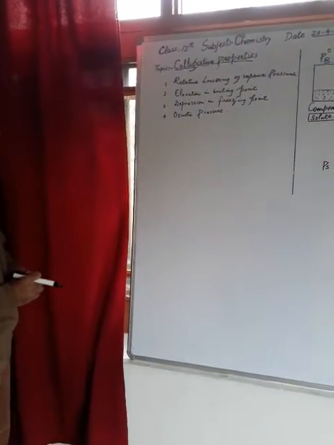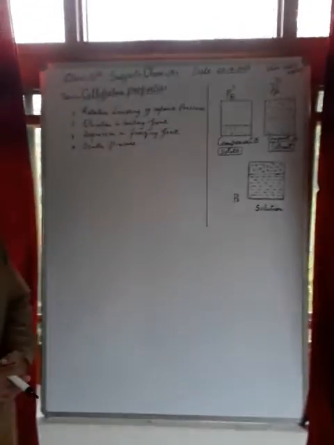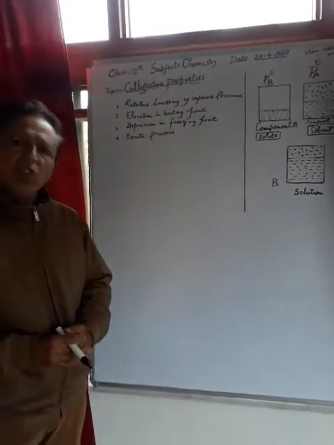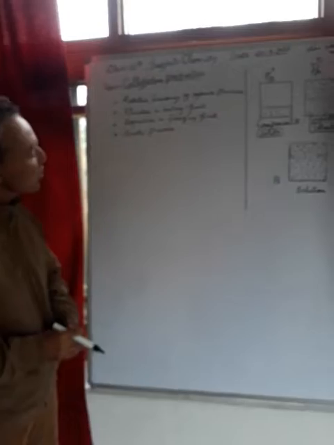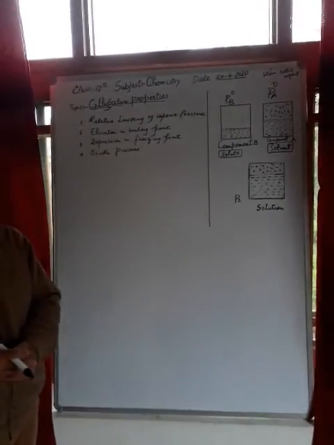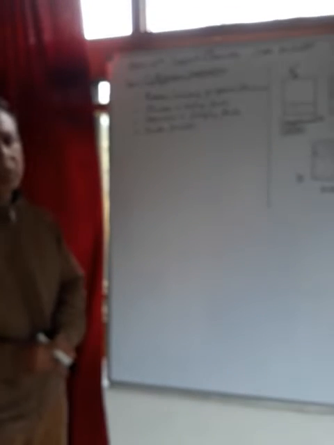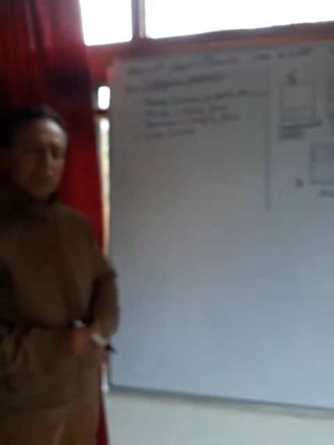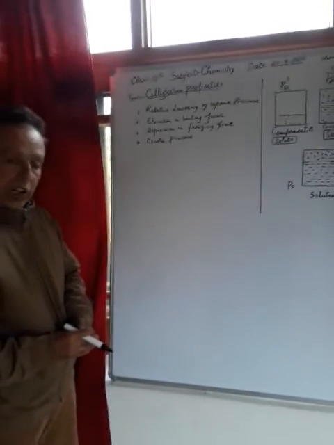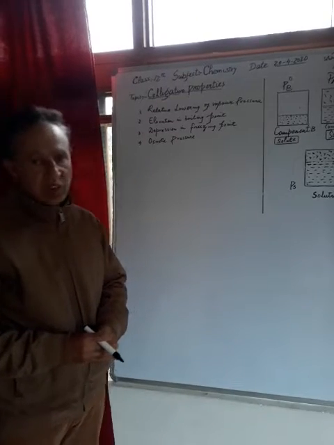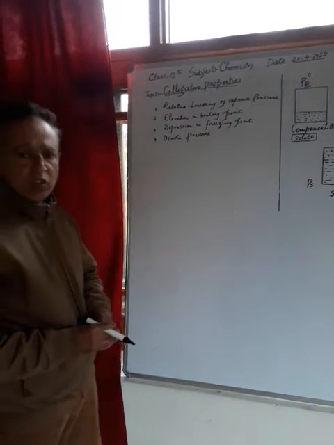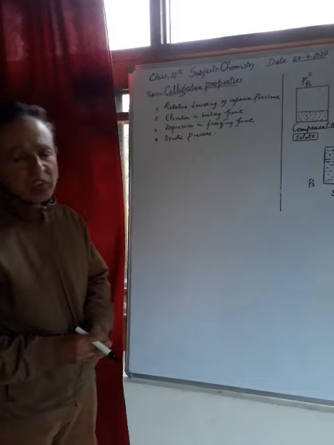Now, before discussing colligative properties of the solutions, what is a solution? A solution is a homogeneous mixture of two components. The component which is in larger amount is called the solvent, and the one in smaller quantity is called the solute.